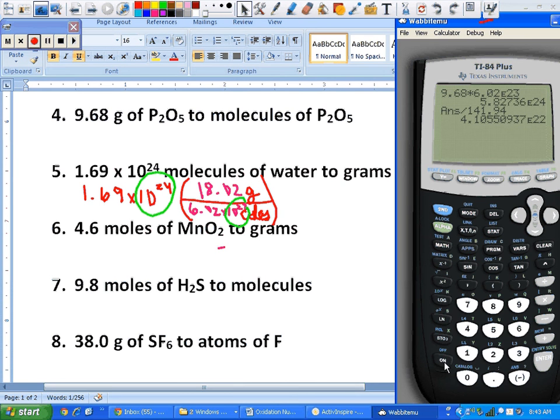All right, let me clear this. So 1.69 EE to the 24th times 18.02 equals, divided by 6.02 EE 23 equals. Now, sig figs, how many do we need? 3, so what should your answer be? 50.6. How many of you got that? Fantastic. If you did not, was it a calculator problem?